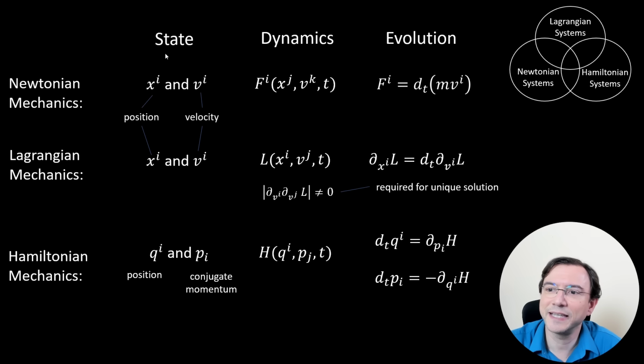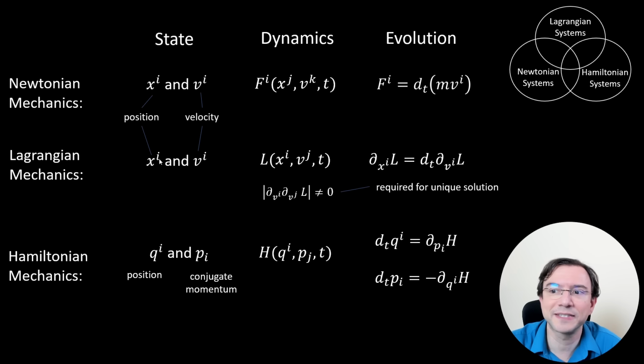In Newtonian mechanics, the state is given by position and velocity, and the dynamics, how the system is going to evolve, is given in terms of the forces that are a function of position, velocity, and time. And the law of evolution is given by Newton's second law, which tells us that the force is equal to the derivative in time of the mass times the velocity. And here a little bit of notation, this is just the total derivative in time, so it would be d by dt. We just write it like this because it's a lot more compact and allows us to fit more things in a single screen. So that was Newtonian mechanics.